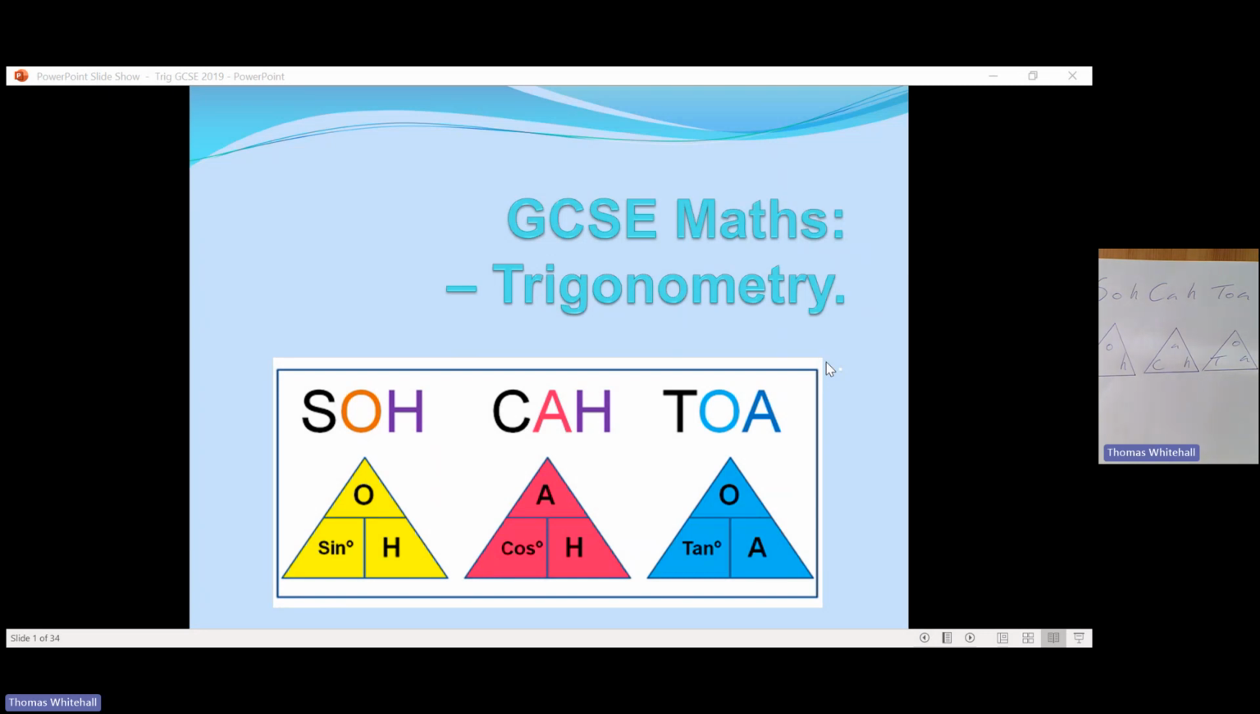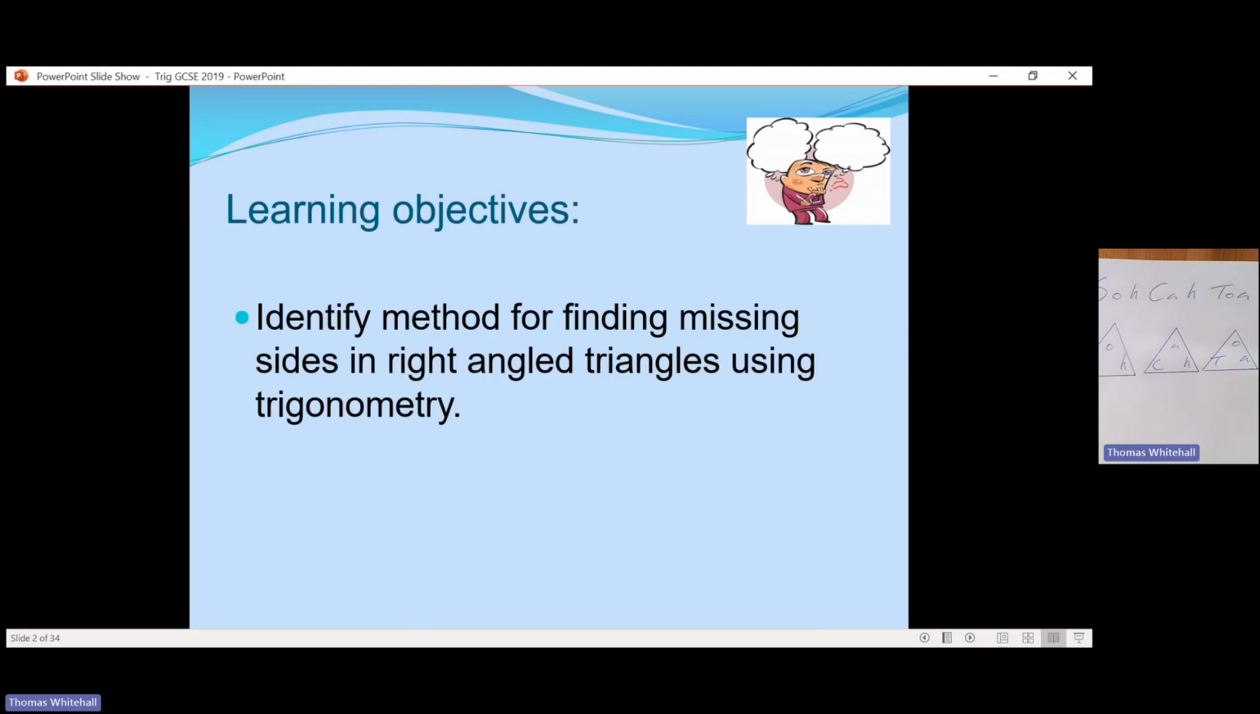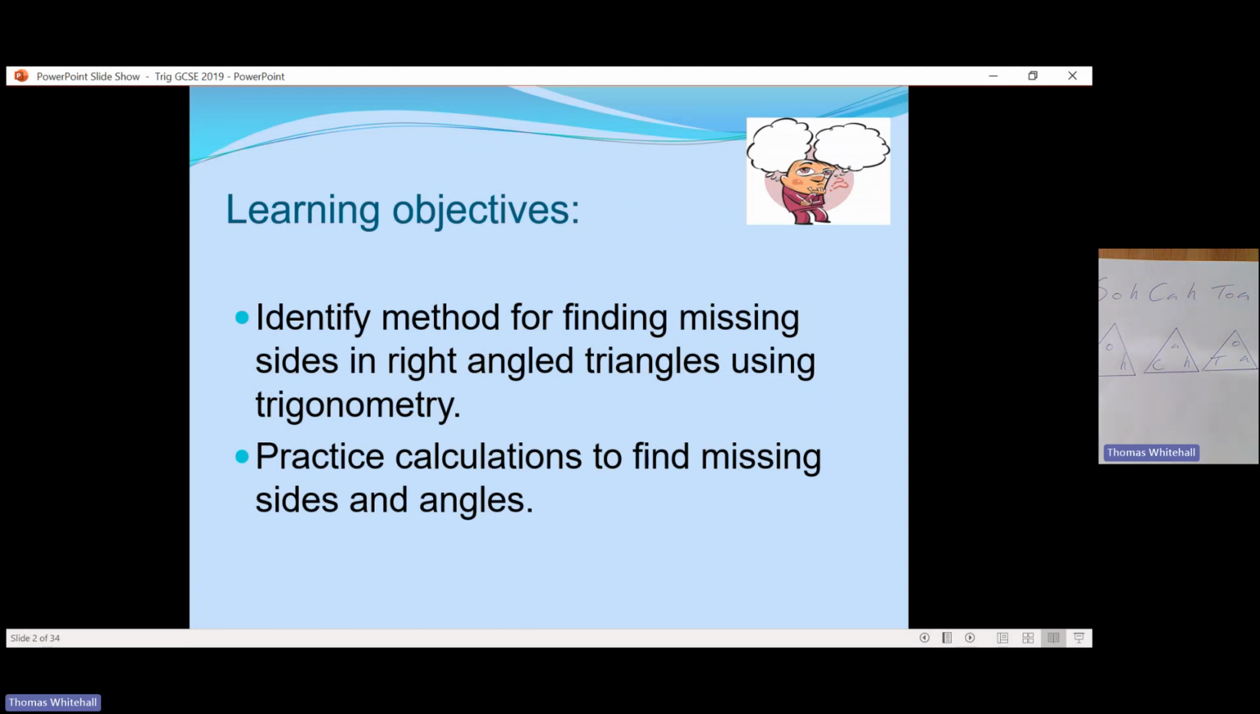Okay, so we'll have a look. We've got our learning objectives first of all. So basically, let's see, kind of proves what we're saying, really. We're going to identify methods for finding missing sides in right angled triangles using trigonometry, and also then practice calculations to find not only missing sides, but angles as well. Okay.